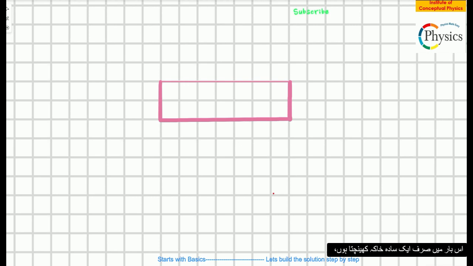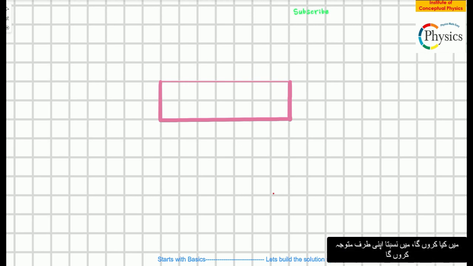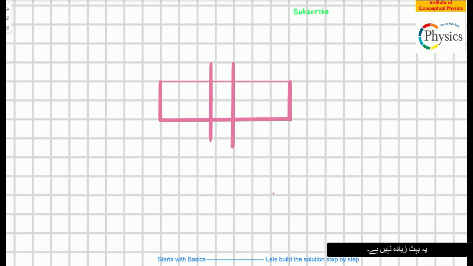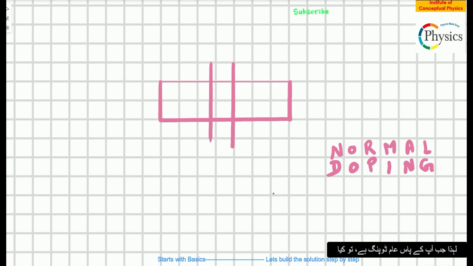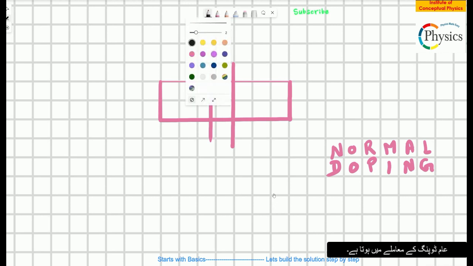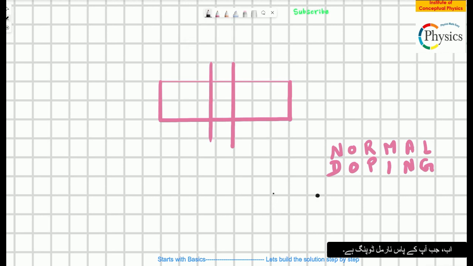Let me just draw a simple diagram. This time I will draw a relatively wider depletion zone because my doping is normal, right? It is not very high. This is a case of normal doping. So when you have normal doping, what happens? Let's talk about it. Let me just explain what happens in the case of normal doping. Now, when you have normal doping, let me draw the junction.